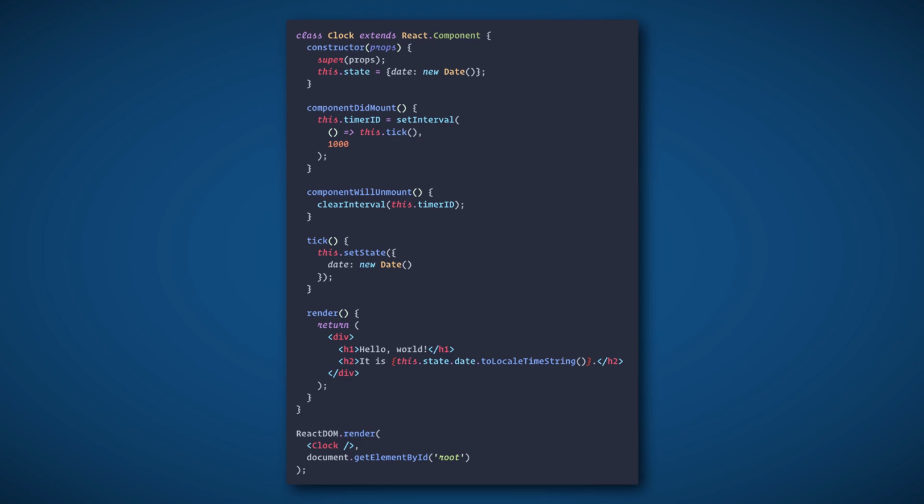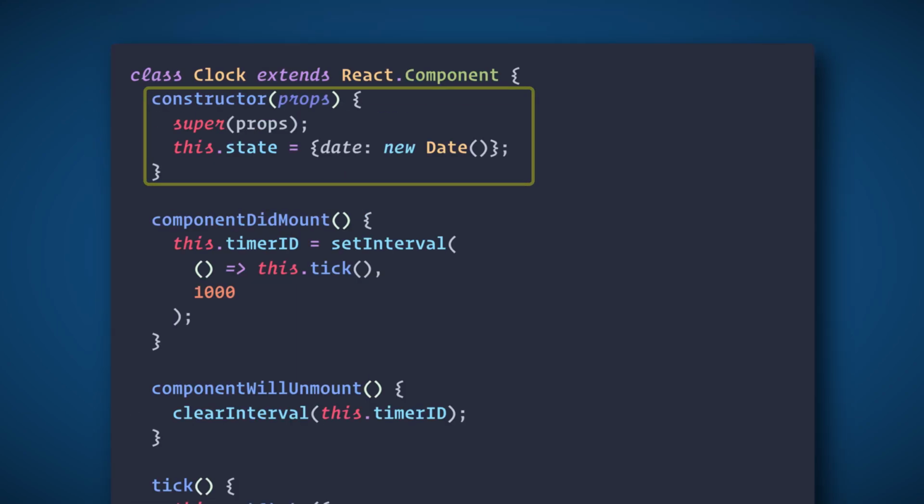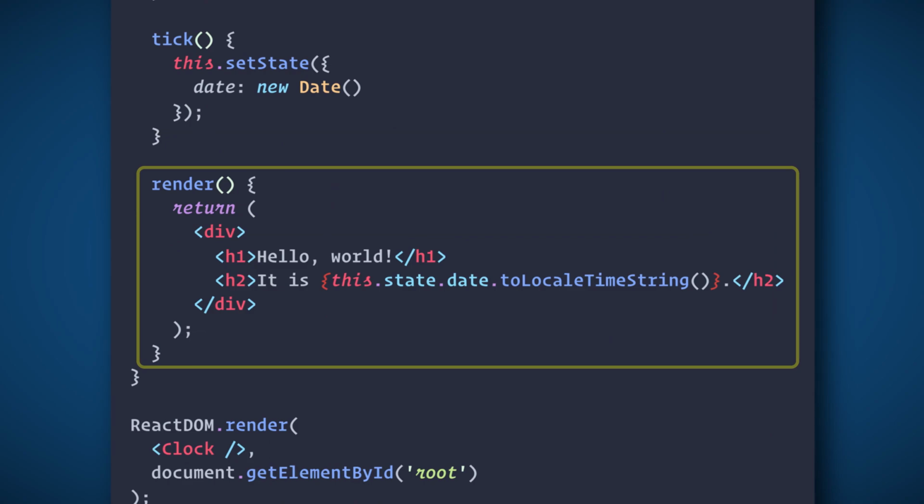Let's quickly recap what's going on and the order in which the methods are called. When Clock is passed to ReactDOM.render, React calls the constructor of the Clock component. Since the Clock needs to display the current time, it initializes this.state with an object including the current time. We'll later update the state. React then calls the Clock component's render method. This is how React learns what should be displayed on the screen. React then updates the DOM to match the Clock's render output.